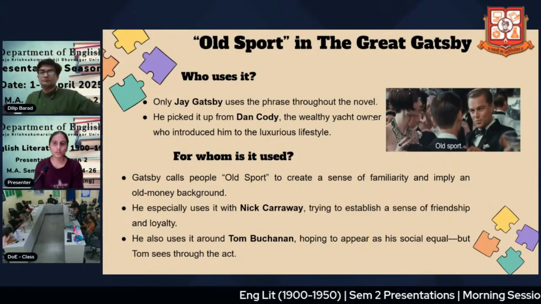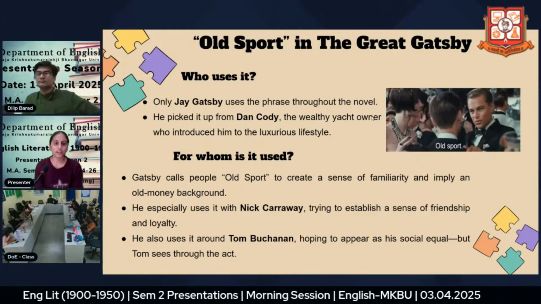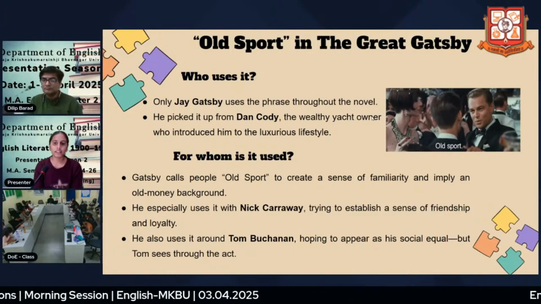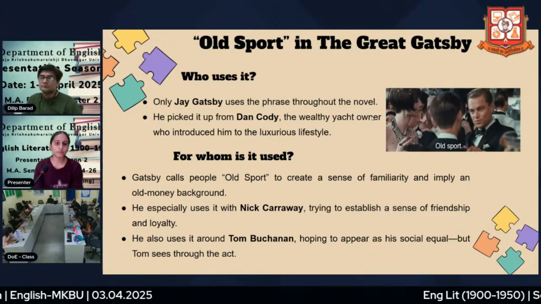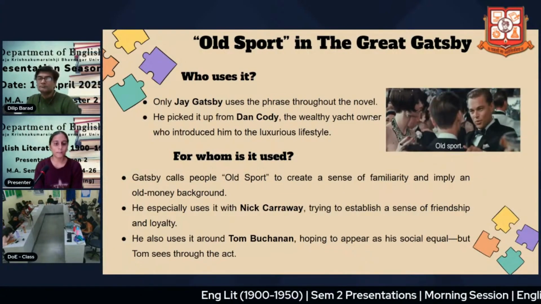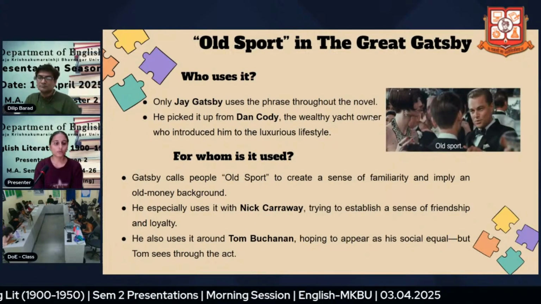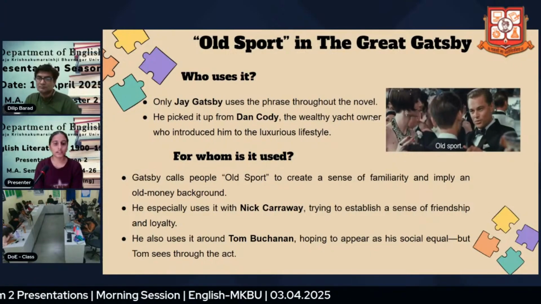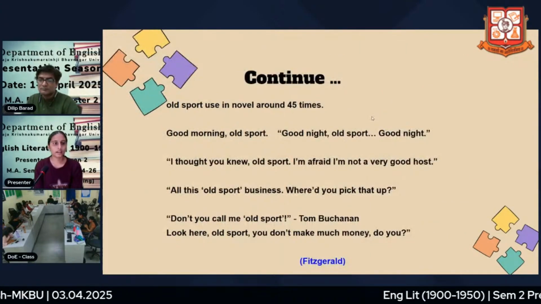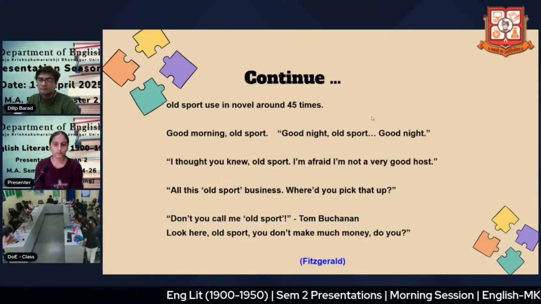Then second is "old sport" in The Great Gatsby. This word is majorly used by Jay Gatsby, and he picked this word from Dan Cody, the wealthy yacht owner who introduced him to a luxurious lifestyle. This word is mainly used for people who have old money, especially with Nick Carraway and Tom. The word "old sport" is used in the novel around 45 times.